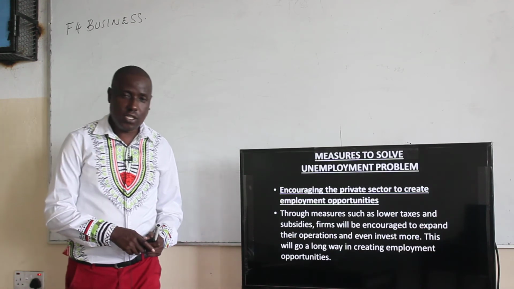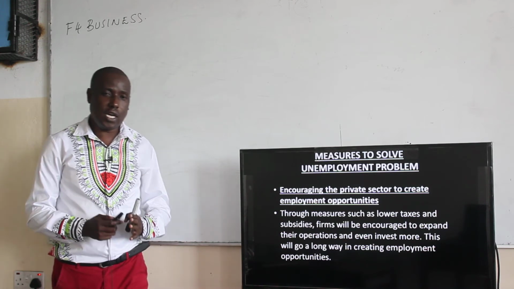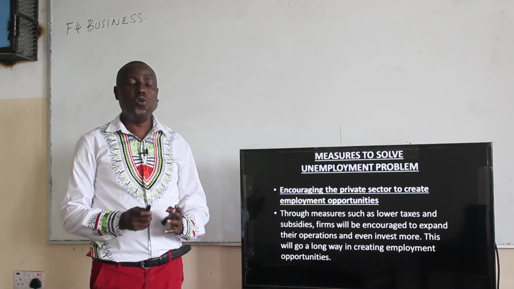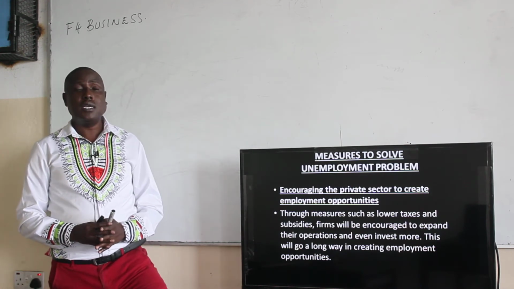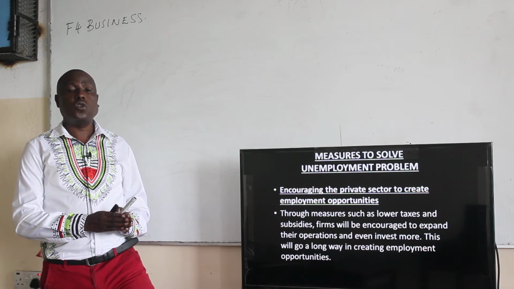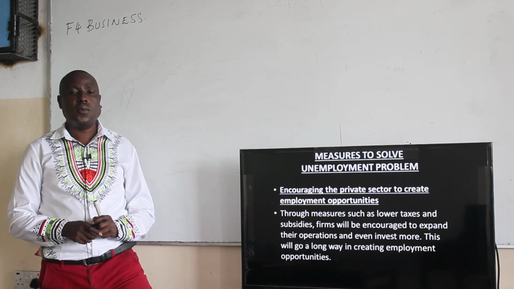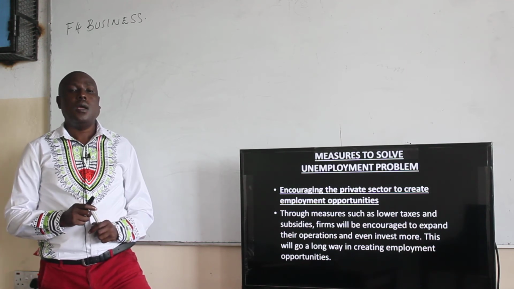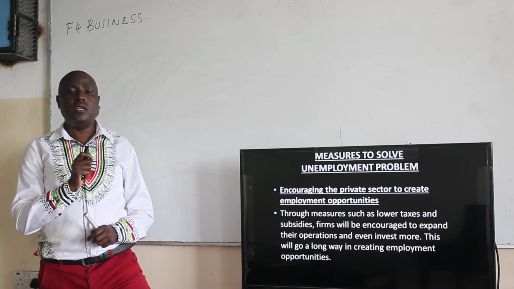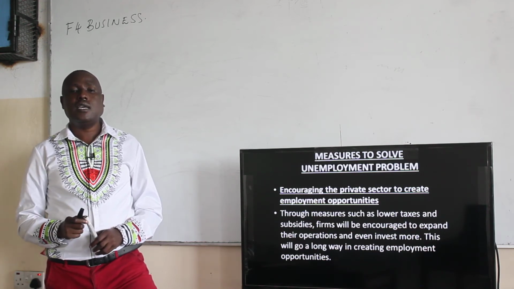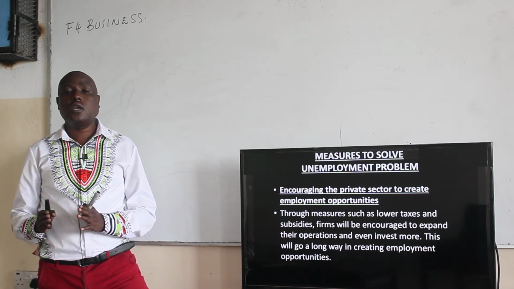Next, we look at measures to solve the unemployment problem. How do we tackle the problem of unemployment? How do we reduce unemployment? Now, to answer this question, we look at the various causes of unemployment. So we try to address every cause of unemployment. For example, one of the measures, or solutions, to unemployment is to encourage the private sector to create employment opportunities. So the government alone cannot create jobs.